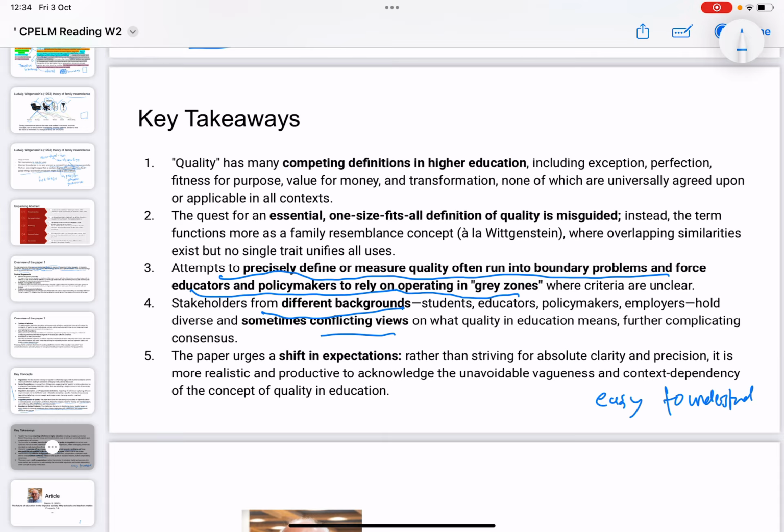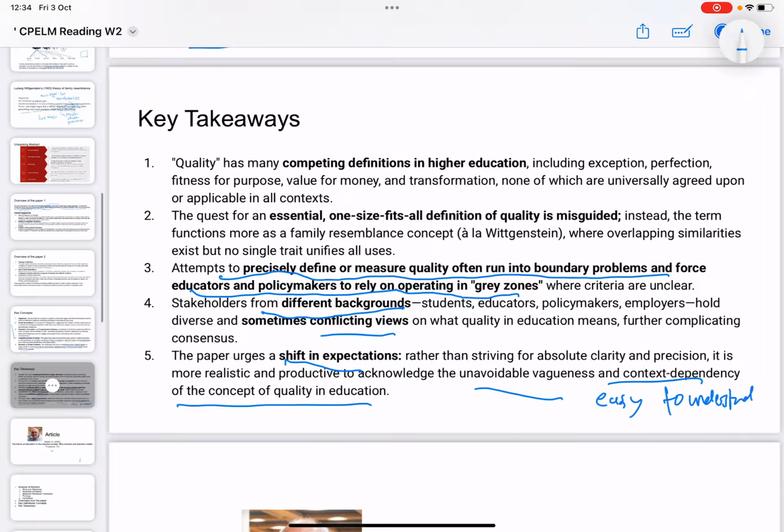So the paper urges a shift in expectations. Rather than seeking absolute clarity, it is more realistic and productive to acknowledge the unavoidable vagueness and context dependency of the concept of quality in education. I think that is so important.